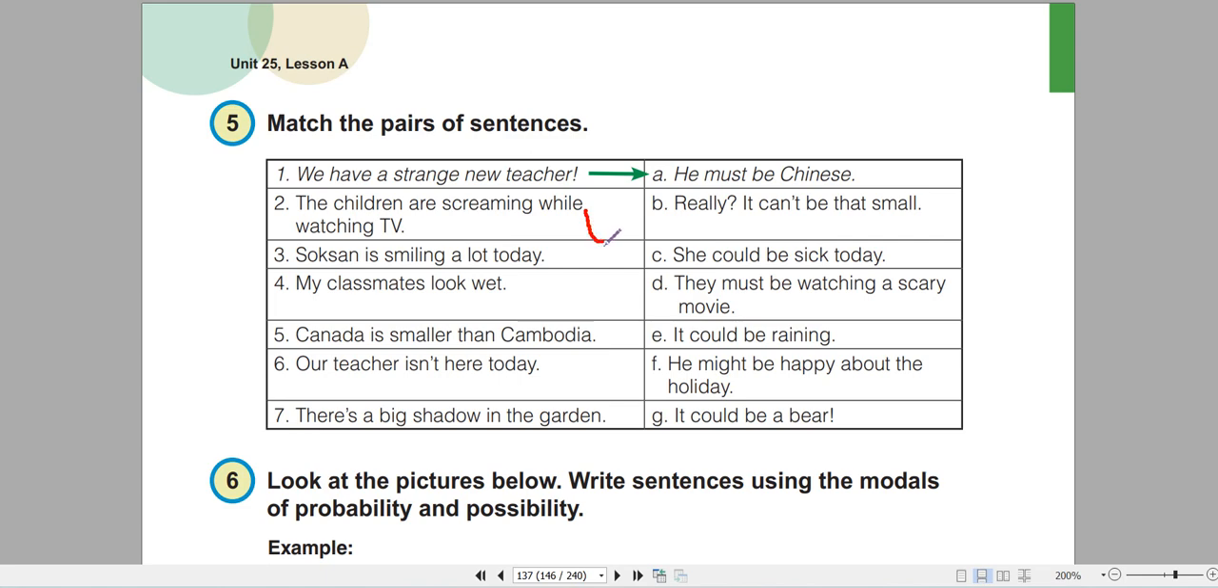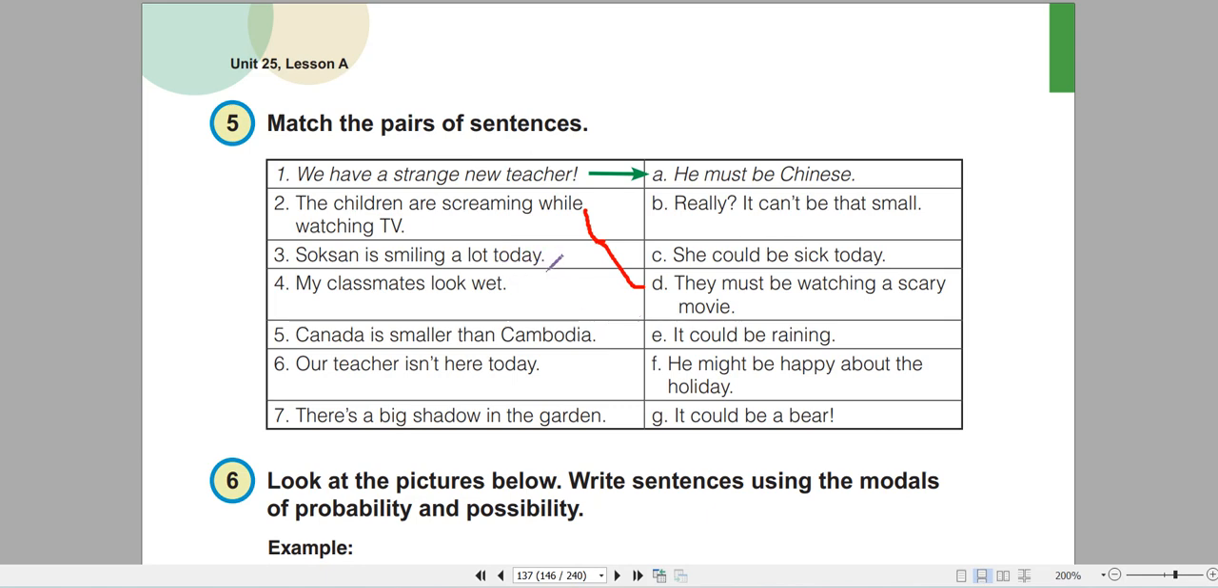letter D, they must be watching a scary movie. They are screaming, so maybe they are watching a scary movie and that is why they scream. Yes, okay, and now look at Soksan is smiling a lot today. He might be happy. He might be happy, right? Soksan is smiling today.